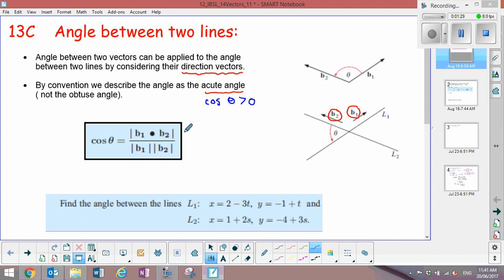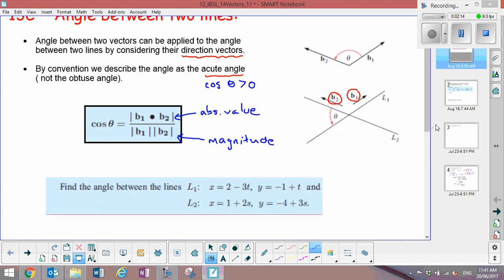The dot product is just a number. You're multiplying the components of your direction vector, and in this case we're taking the absolute value. Whereas in the denominator, where we're multiplying B1 and B2, these are magnitudes. So we want the magnitude of B1, of that direction vector, and the magnitude of B2. So it's not the modulus like above, it's the magnitude. That means if we're taking the absolute value, the numerator will be positive, the magnitude will be positive, which means our cos theta is positive. So we're guaranteeing we get our angle as the acute angle.